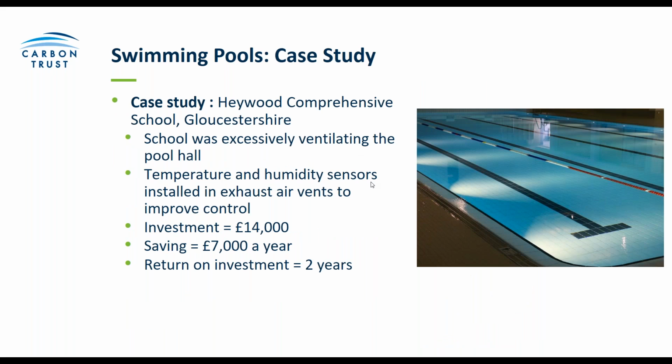And again, just a quick case study example of a pool that we looked at where they didn't have any temperature or humidity sensors installed. So the exhaust air system was running more than it needed to be. So for an investment of £14,000 there, the swimming pool ended up saving around £7,000 a year. So a fairly quick return on investment there of 2 years.